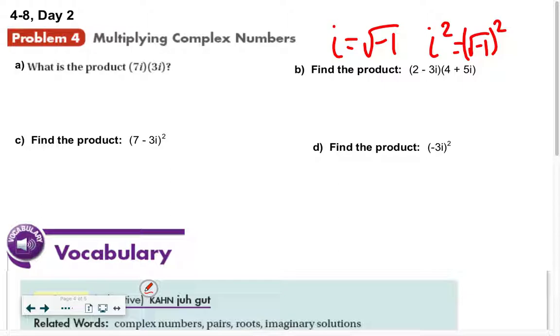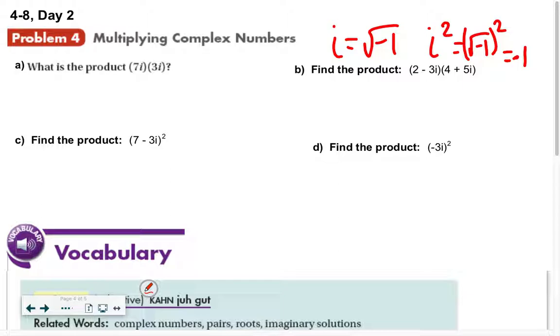What happens with the square root and the square? They cancel, so it's -1. I would write that down if it were me. i squared is -1.